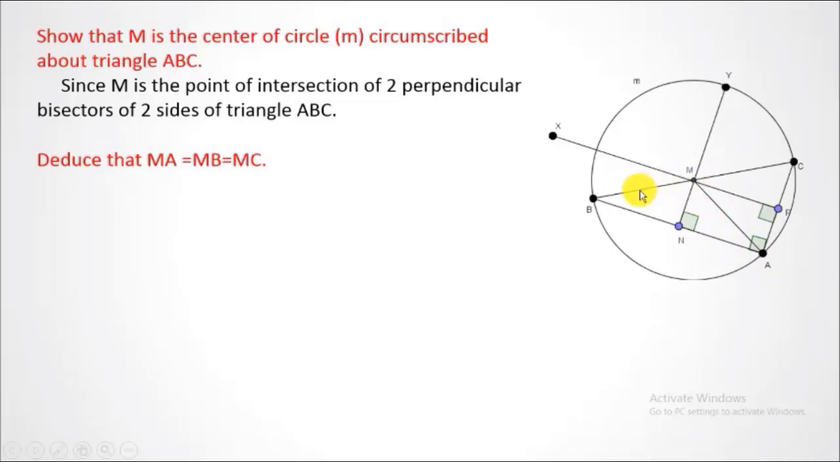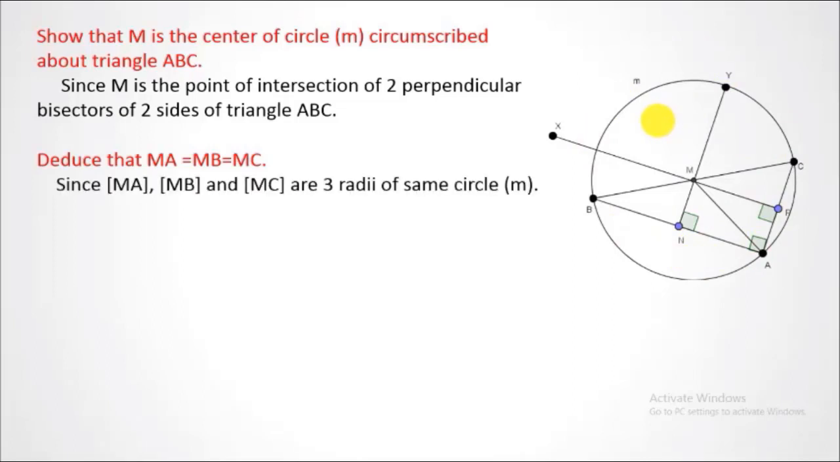What does MB represent to the circle? Also a radius. What does MC represent to the circle? Also a radius. So MC, MB, and MA are three radii of the same circle, and radii of the same circle are equal. So since MA, MB, and MC are three radii of the same circle, they are equal.